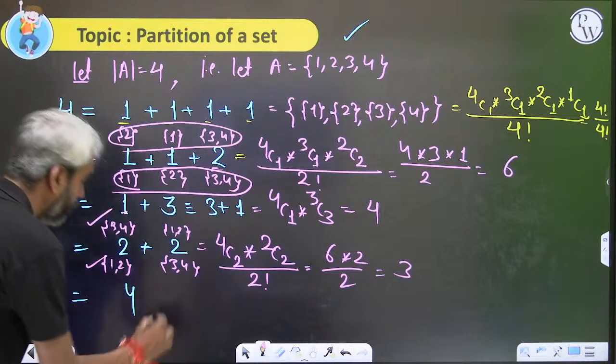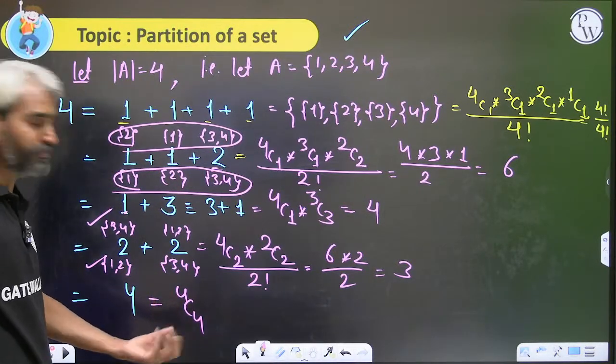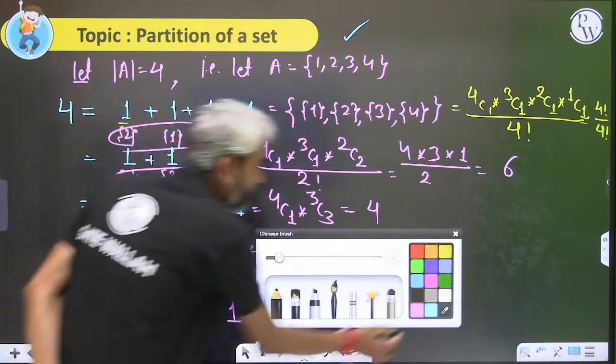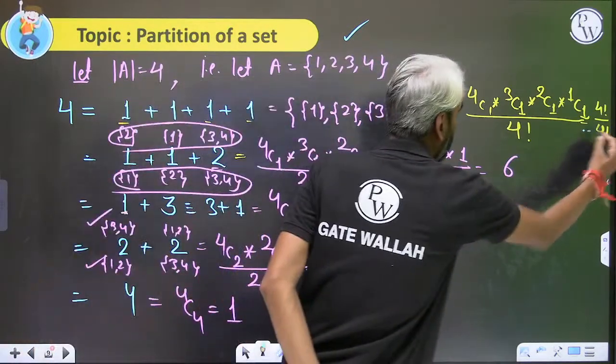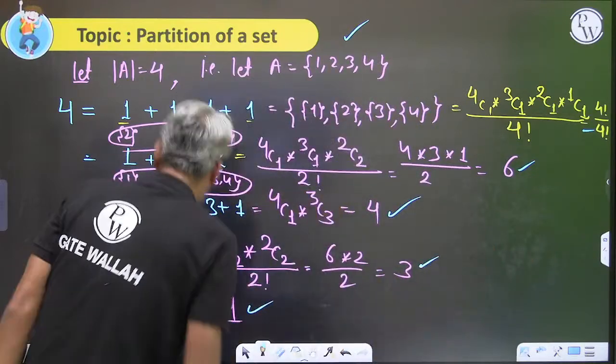Okay, sir. Out of 4 elements, you can choose 4 elements in 4C4 ways, and you will create one subset. So there is only one subset of size 4. 4C4 will be 1. So what is the total number of partitions? Sir, 1 plus 6, 7 plus 4, 11 plus 3, 14 plus 1, 15.